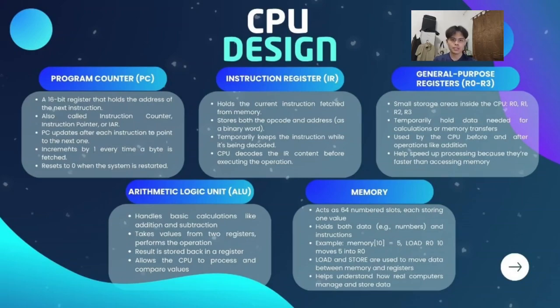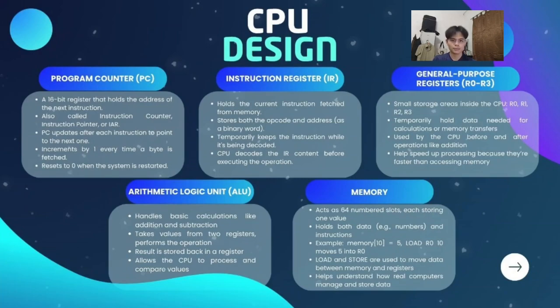The arithmetic logic unit, or ALU, is the part of the CPU that handles basic calculations like addition and subtraction. It takes values from 2 registers, performs the operation, and then stores the result back into one of the registers. The ALU is what allows the CPU to process data and make comparisons, which are essential in most tasks a computer performs.